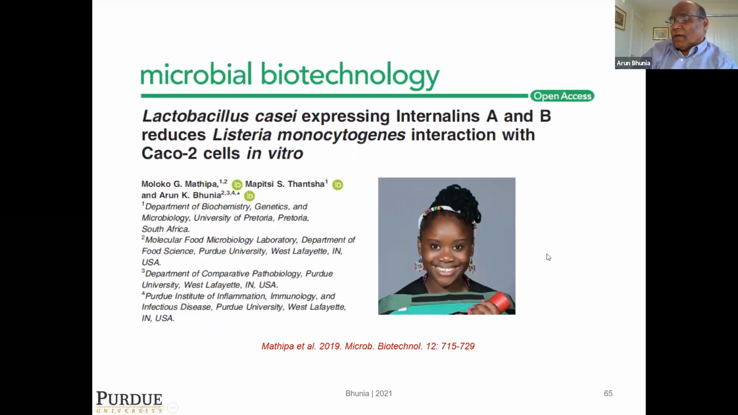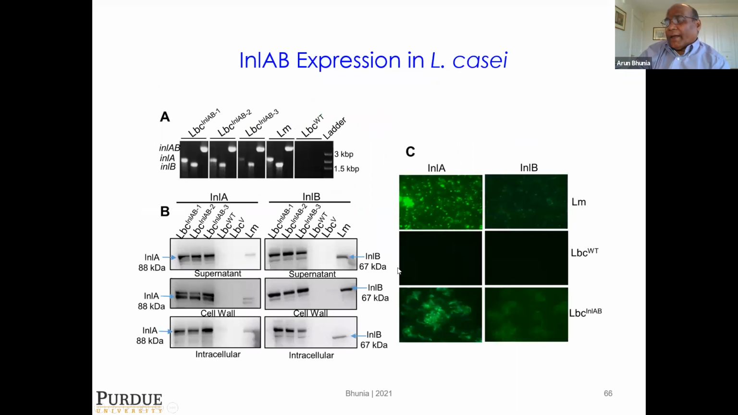And Maloko, she came from South Africa, and she did this project. She demonstrated, mostly in an in vitro experiment, whether it can prevent Listeria infection by targeting E-cadherin by expressing Internalin A and B. And similar results, you will see that Lactobacillus was expressing Internalin A and Internalin B. We took these two proteins together instead of just one of each.